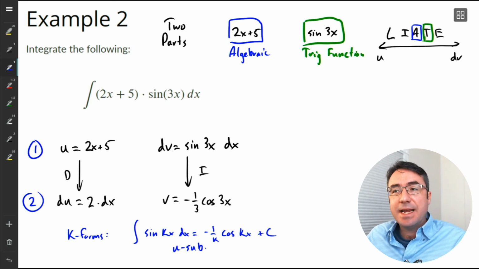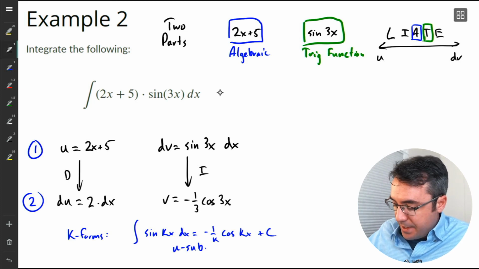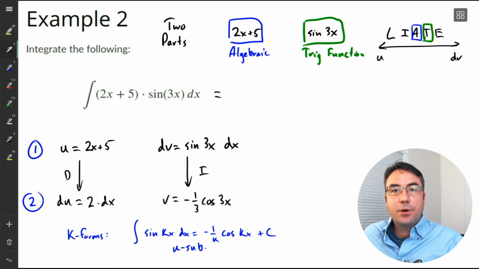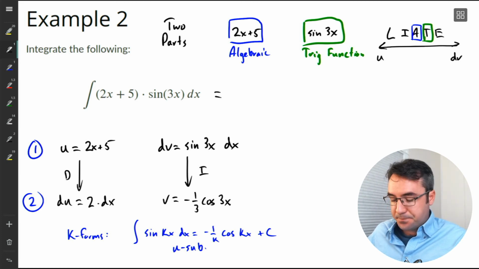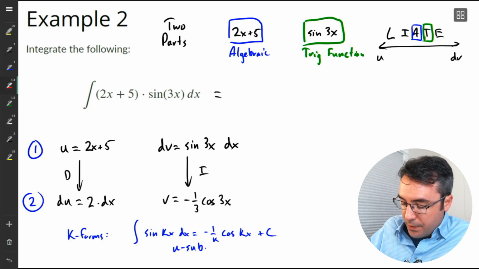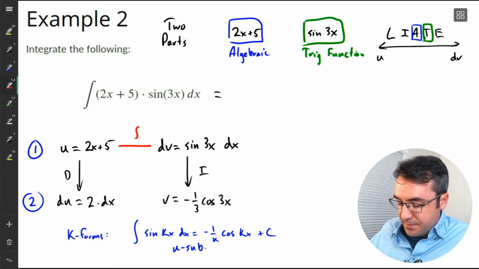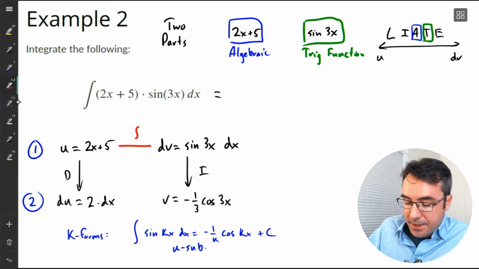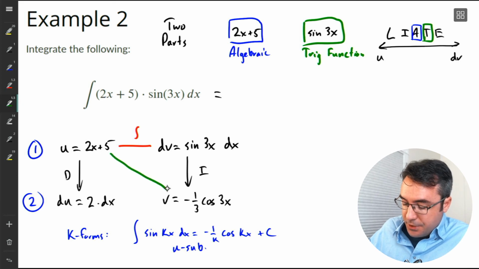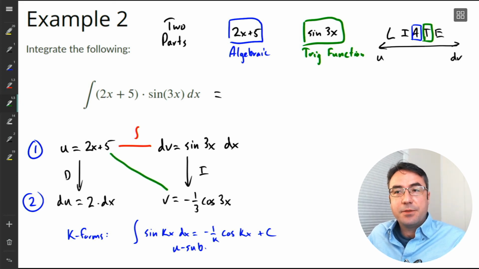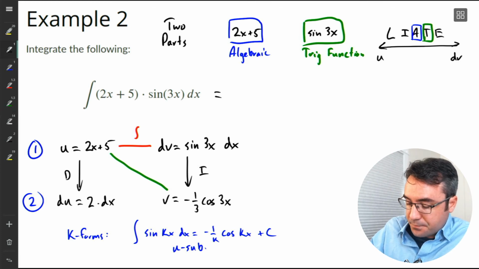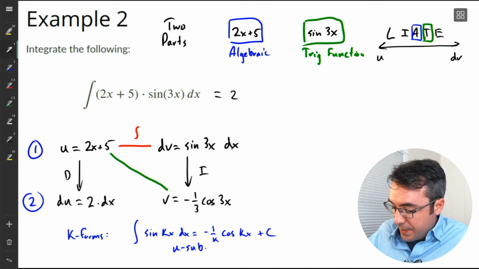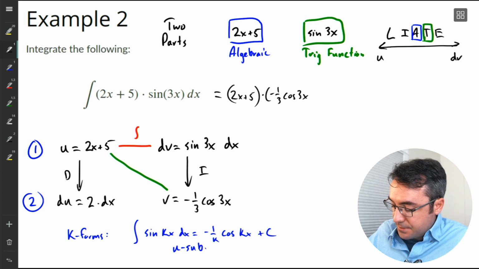We have all our pieces now, so the next step is to go through the integration by parts formula. So the integral we want is u times dv. That's the one we're trying to do. So we know that's equal to u times v. So multiply those terms along the diagonal. So we get 2x plus 5 times negative 1/3 cosine 3x.